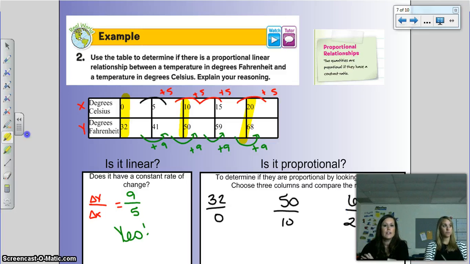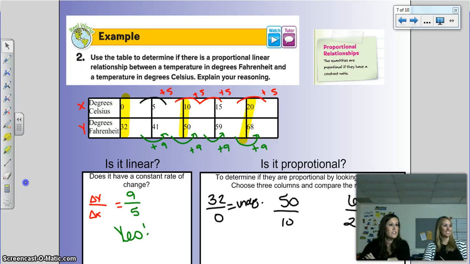Okay, so if I divide these out, the first one is 32 divided by 0, you can't divide by 0. Only Chuck Norris can divide by 0. So this is undefined. And if you try to do that in your calculator, it's going to say divide by 0 error.